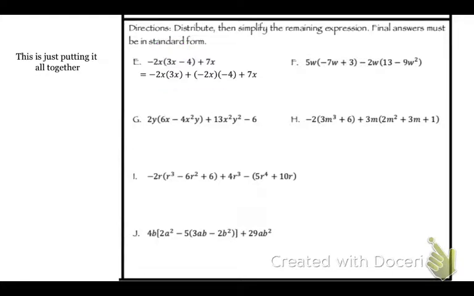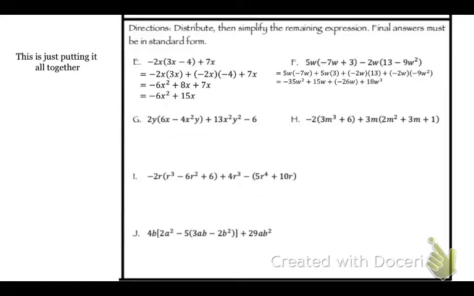Okay? So we have negative 2x times 3x is negative 6x squared. Negative 2x times negative 4 is 8x plus 7x, which ends up being negative 6x squared plus 15x. You do f, distribute that in. You should get negative 35w squared plus 15w minus 26w plus 18w cubed. Write it in standard form, combine those w's, and you get 18w cubed minus 35w squared minus 11w.